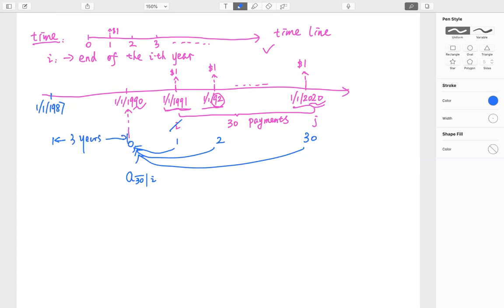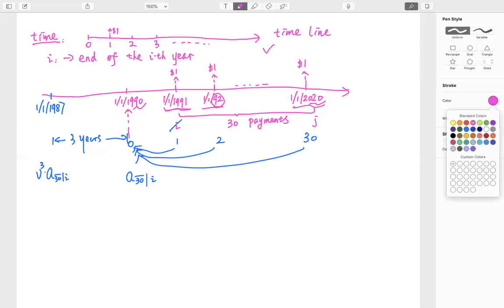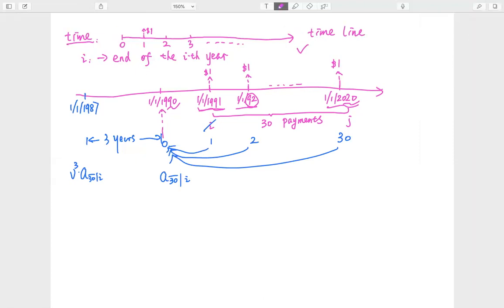If I want to know the present value on the first day of 87, I will need to multiply by a discount factor of 3 years. So I raise v to the power of 3, times the present value at time 0, or on January 1st, 1990. I use this example to show you that when you have something more complicated, drawing a timeline definitely will help you. So please do not skip this step. Always draw a timeline, even when you are at a more advanced stage.